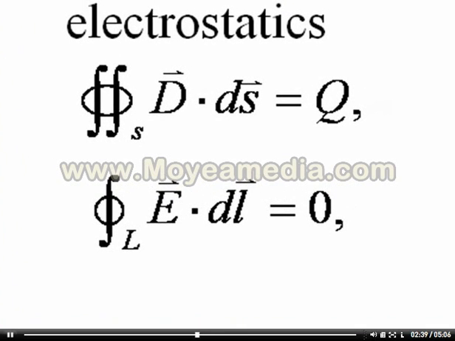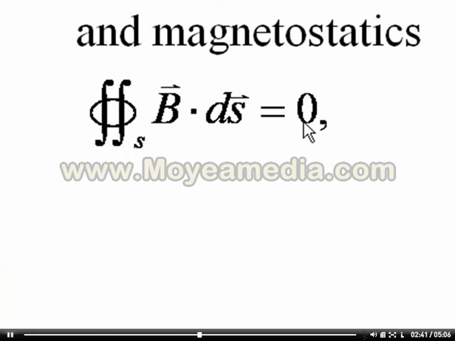For magnetostatics, the first important equation indicates that the surface integral of the magnetic flux density B dotted with dS over a closed surface S is equal to 0. And this equation is known as the Gauss law for magnetic field.